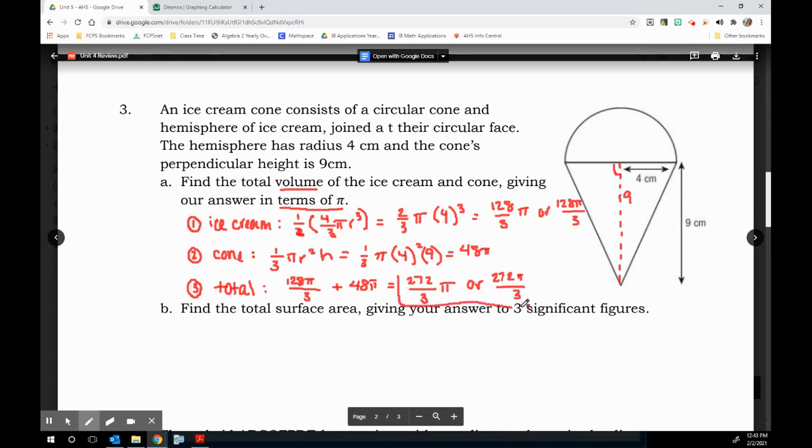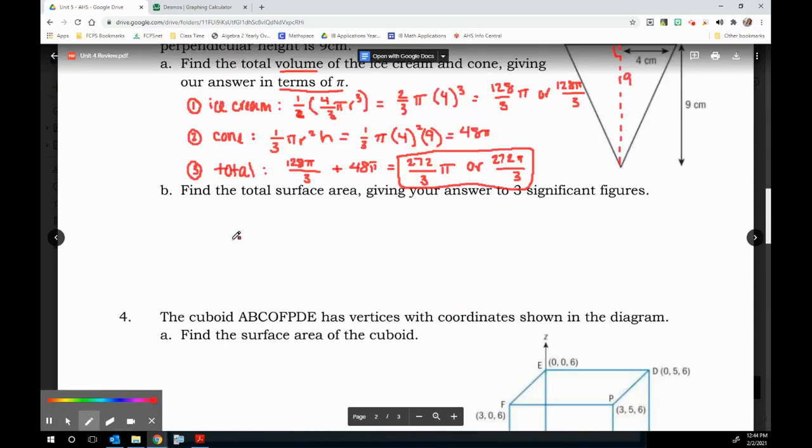And that's our final answer for part A. All right, letter B. We're focusing now on the surface area, the total surface area of the whole cone, giving our answers to 3 significant figures this time. So this time we don't have to worry about leaving the pi's in there at all. But same kind of idea, except instead of focusing on volume, we're looking at surface area.